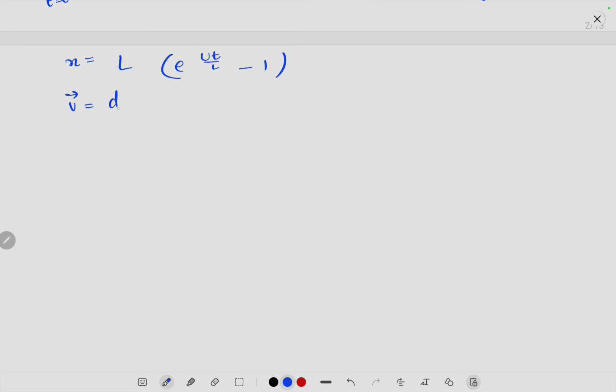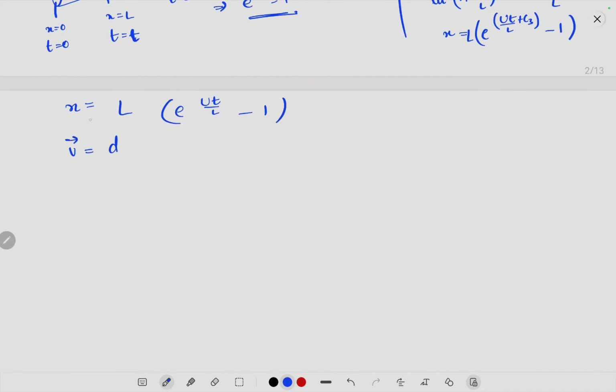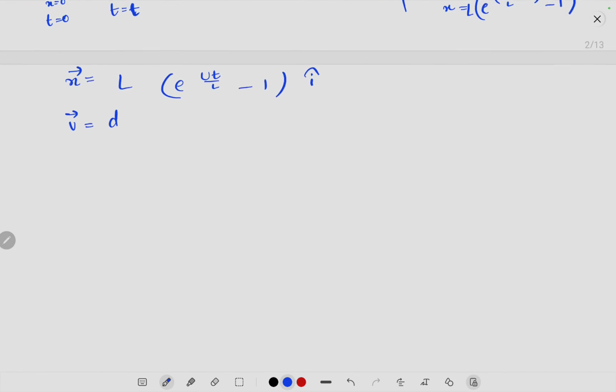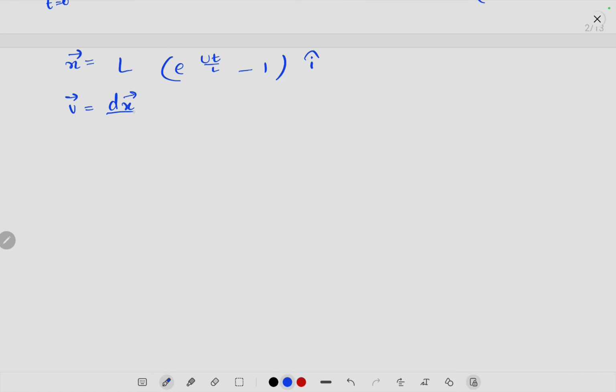So the v vector, and this x is directed towards i hat, towards the x-axis. So this will be my dx by dt. It would be L d by dt of (e to the power ut by L minus 1), which is u by L e to the power ut by L minus 0, because the derivative of 1 would be 0, times i hat. So L gets cancelled out with L. We are left with u e to the power ut by L i hat. So this is my velocity.